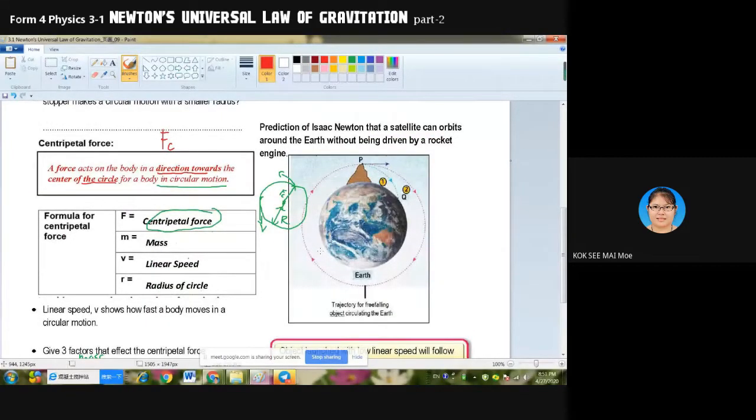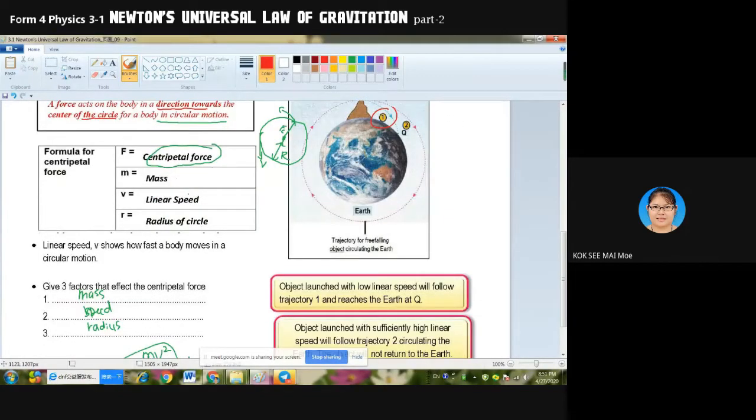Now we go to the prediction of Isaac Newton that the satellite can orbit around the Earth without being driven by a rocket engine. Let's see the first part. Here we have two situations. First one is A, for number 1. You see the explanation here, and your textbook is the same. The object is launched with a low linear speed, so it moves slowly and follows trajectory 1, the first circle.